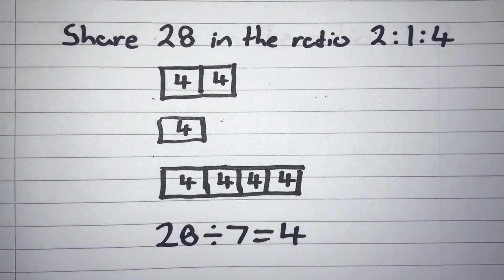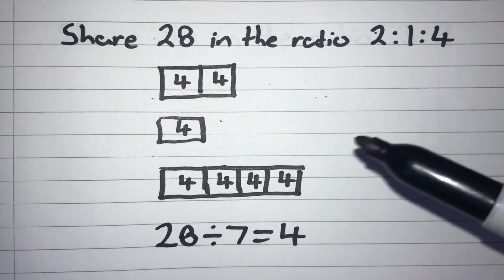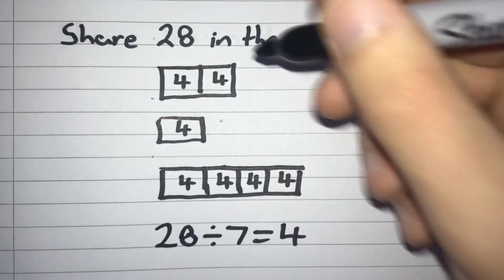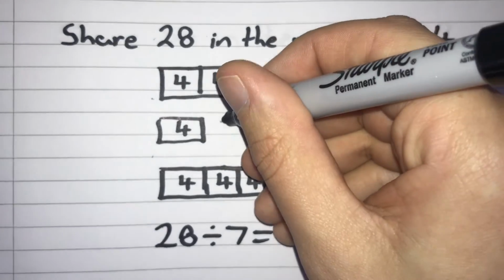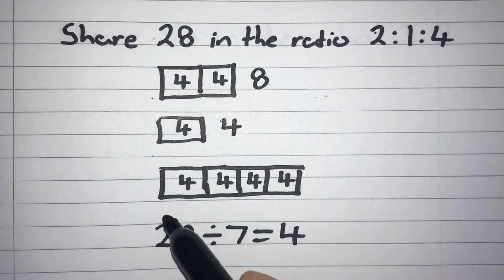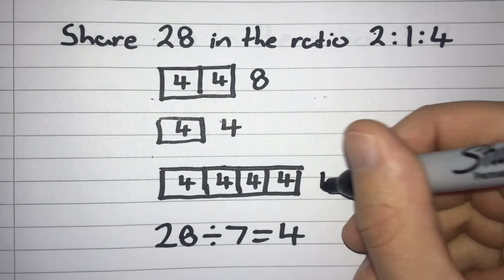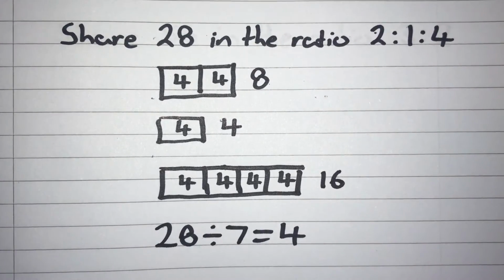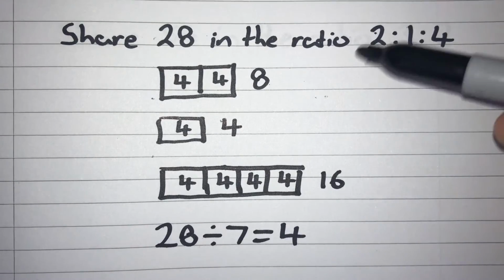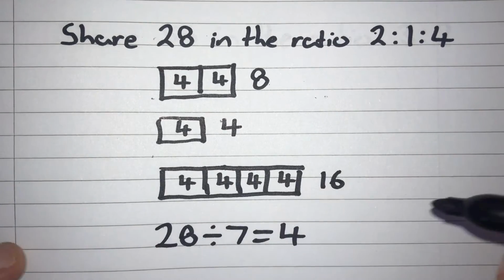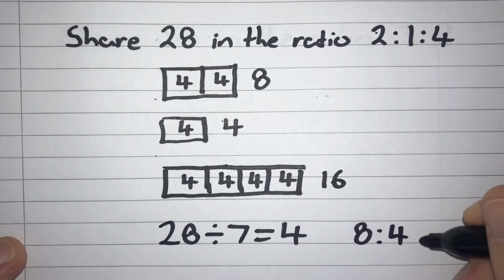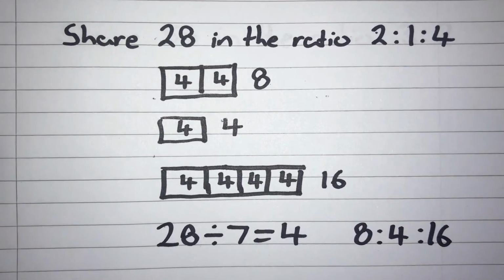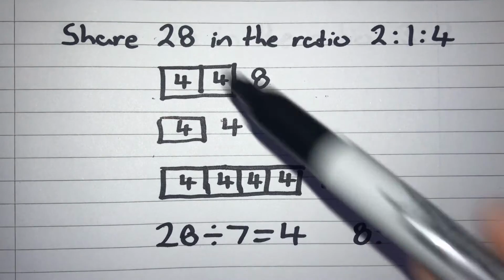So of course we can work out what each of these bars is going to be worth. Well, this first one, that's 2 lots of 4, which will give us 8. Our second one, that's just 1 lot of 4, so it's just going to be 4. And then our third one, that's 4 lots of 4, and it's going to be 16. So our answer, when we put it back into this ratio, is going to be 8 to 4 to 16. And of course, we can double check that these add up to make 28.